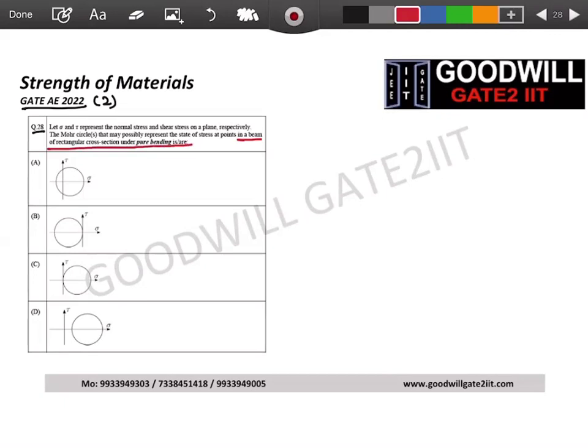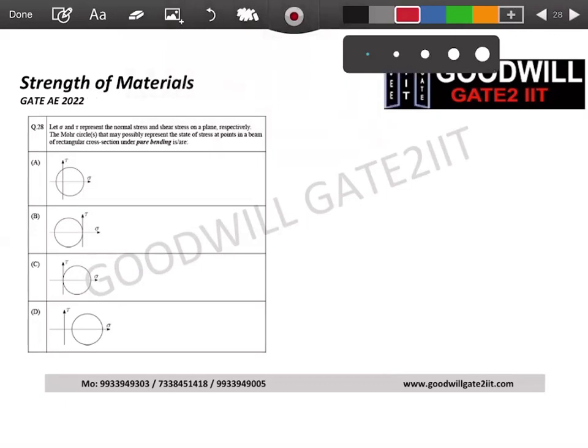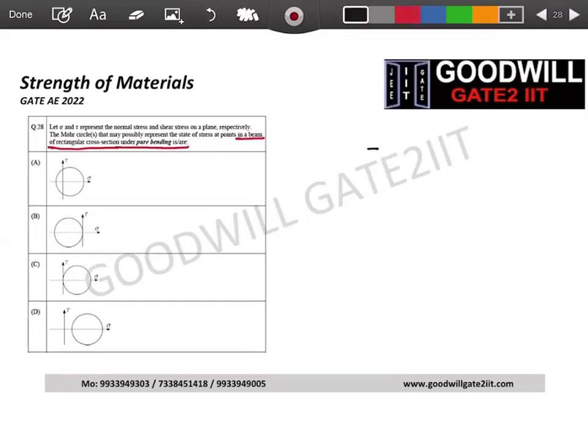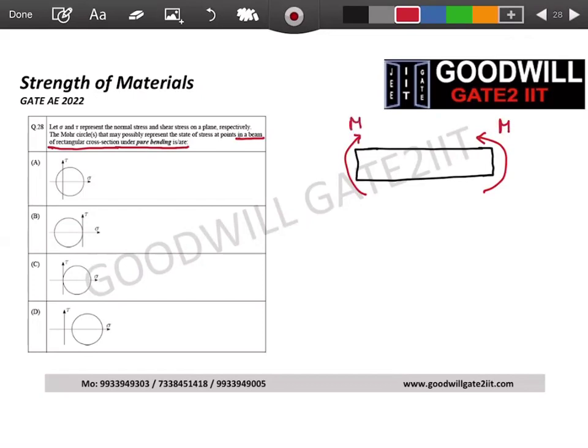It can be anything. Now please listen to this very carefully. They are asking us to draw the Mohr circle for a beam of rectangular cross section under pure bending. So first of all, we should know what kind of loading is provided to us. Let's say you have a beam, and pure bending means you are simply applying a moment to it. M is the bending moment. How do you bend a stick, right? If I give you a stick, how you will bend it, that is nothing but pure bending. There are no shear forces.